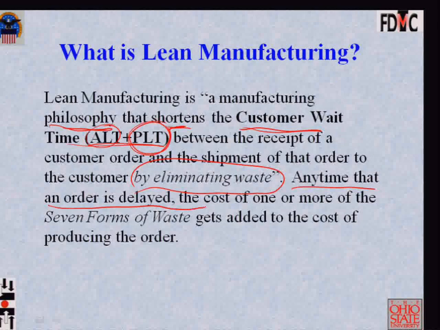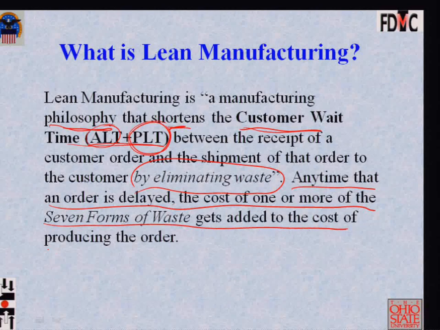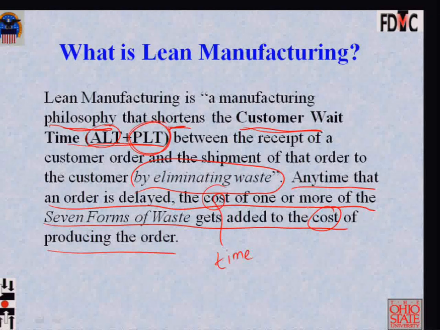Anytime that an order is delayed, the cost of one or more of the 7 forms of waste gets added to the cost of producing the order. And then besides cost, of course, you have time. So many times people say time is money. Well, when you increase the time it takes you to ship an order, you essentially are costing more and you are paying yourself less, unless of course you gouge the customer by raising the price, which is not good business philosophy. So lean manufacturing essentially shrinks the total time it takes by eliminating the delays caused by waste.